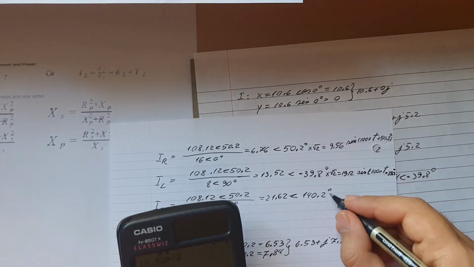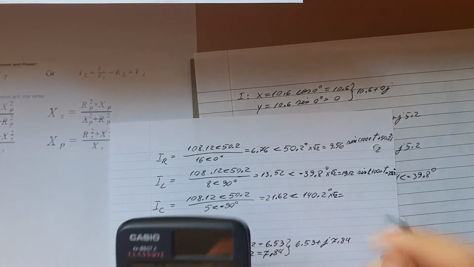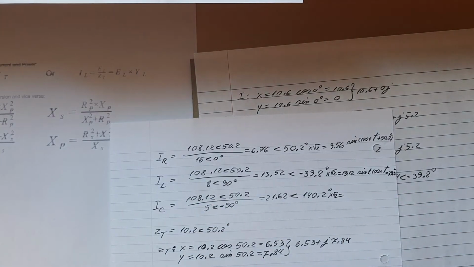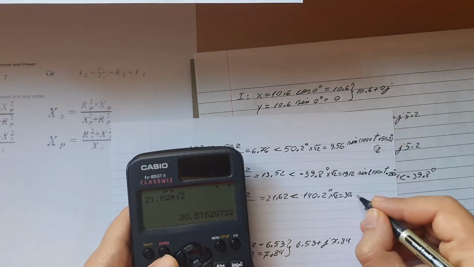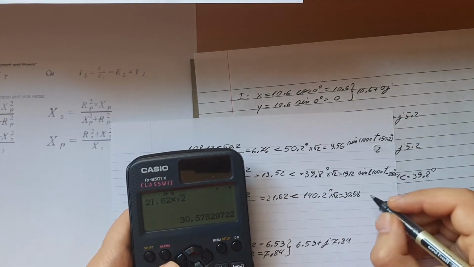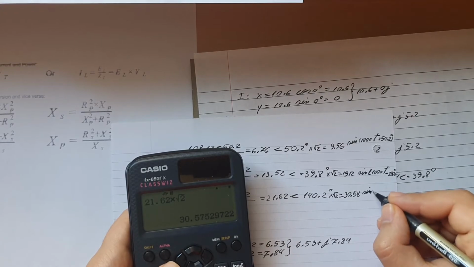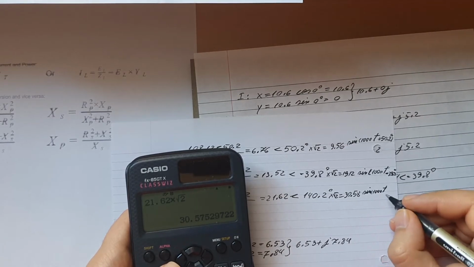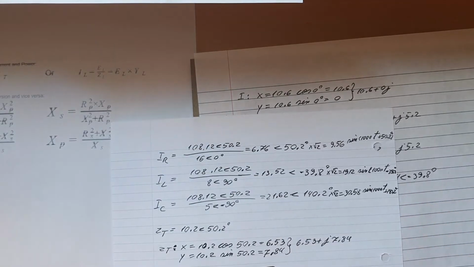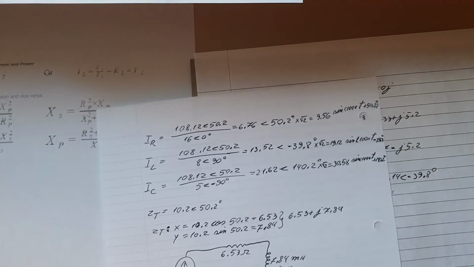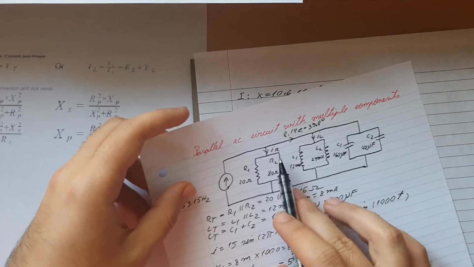It's not asking us to calculate the peak values, but if you want to do them, it's good practice to do them. 0.62 times square root 2, that will be equal with 30.58 sine 1000t plus 140.2 degrees. Alright, so we calculated also the small i's in these three parts.